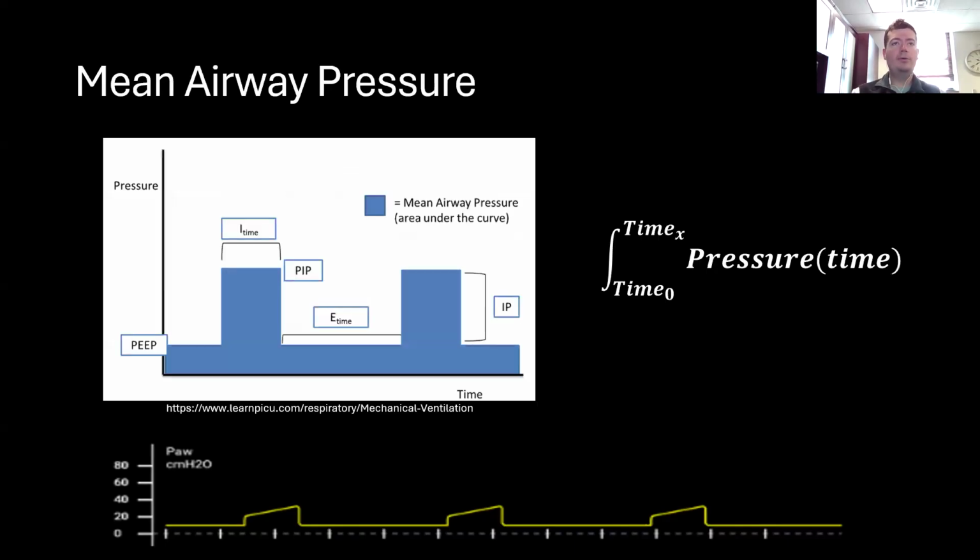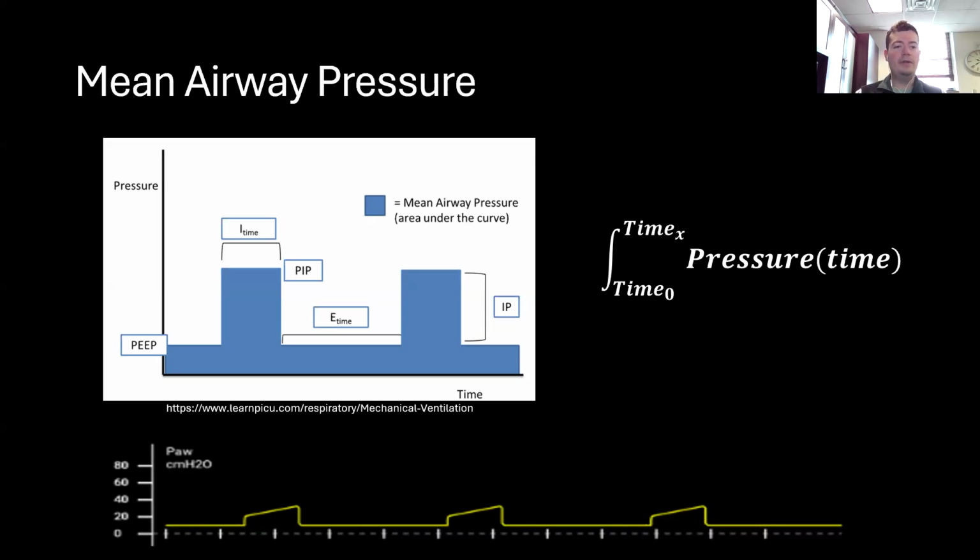And so we're going to talk about both of these techniques, but in order to make sense of them, it's pretty helpful to understand a concept known as mean airway pressure. And so there are two primary factors that affect a patient's oxygenation. And those are FiO2, which we're all familiar with, and mean airway pressure. And what mean airway pressure is, it's a representation of the average pressure that is going to be experienced by the alveoli over a ventilatory cycle.